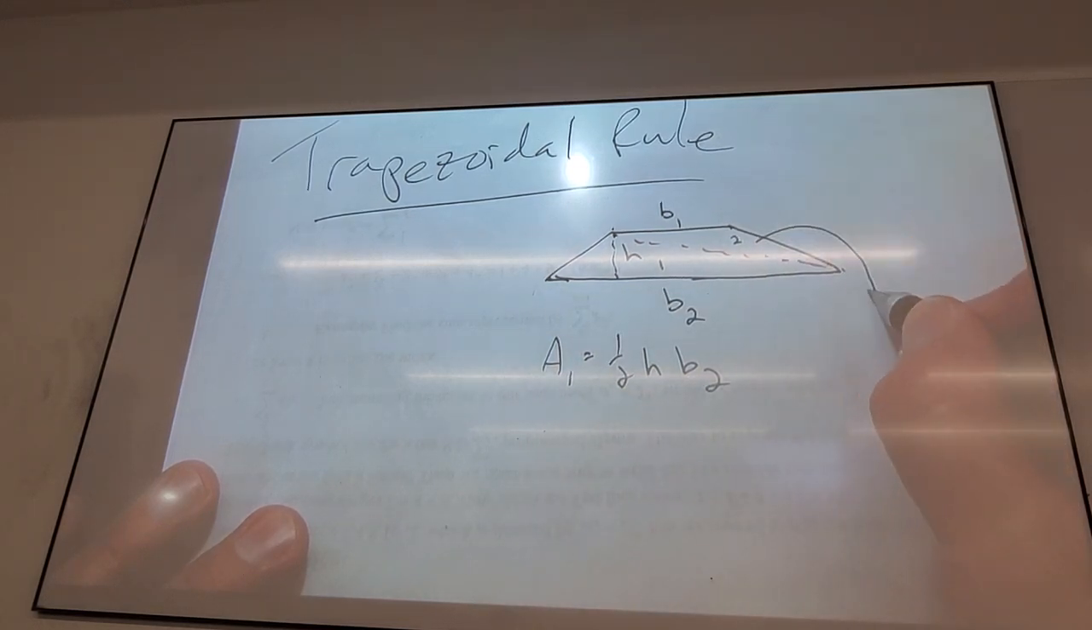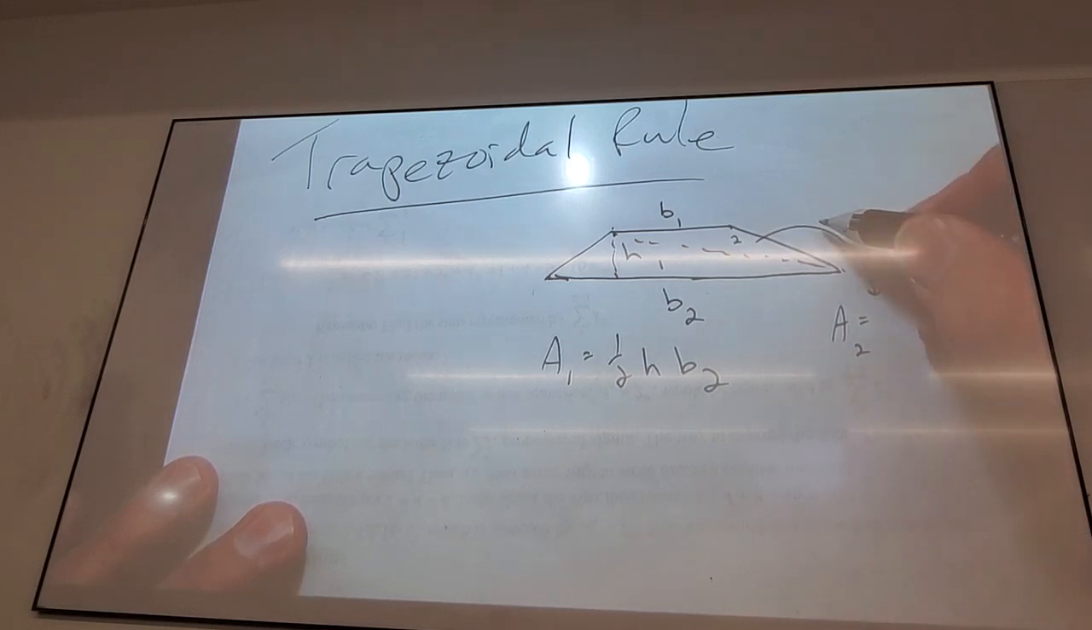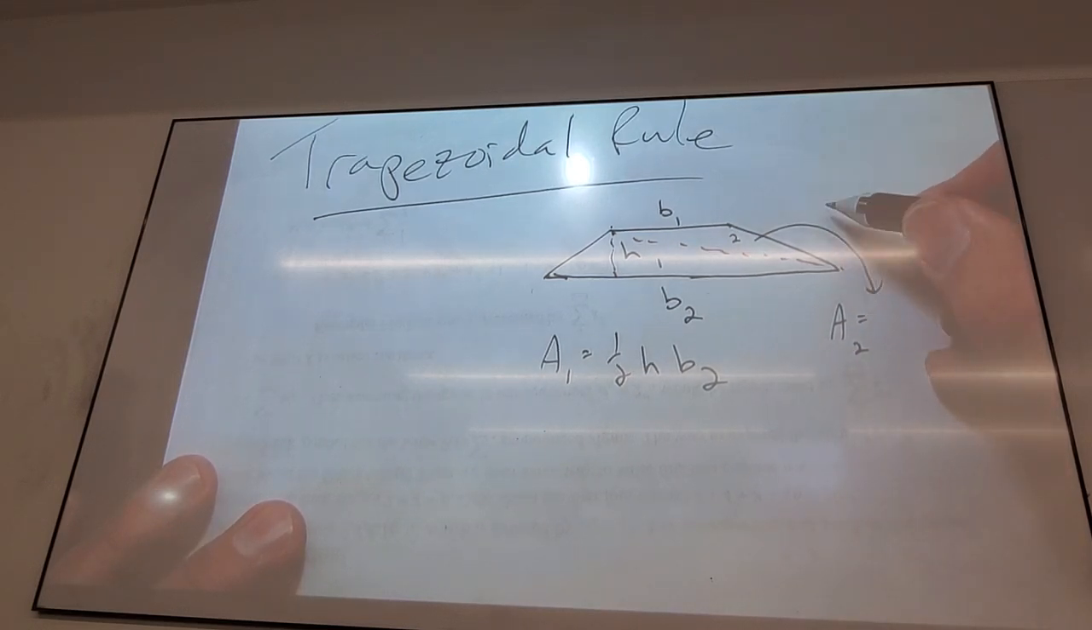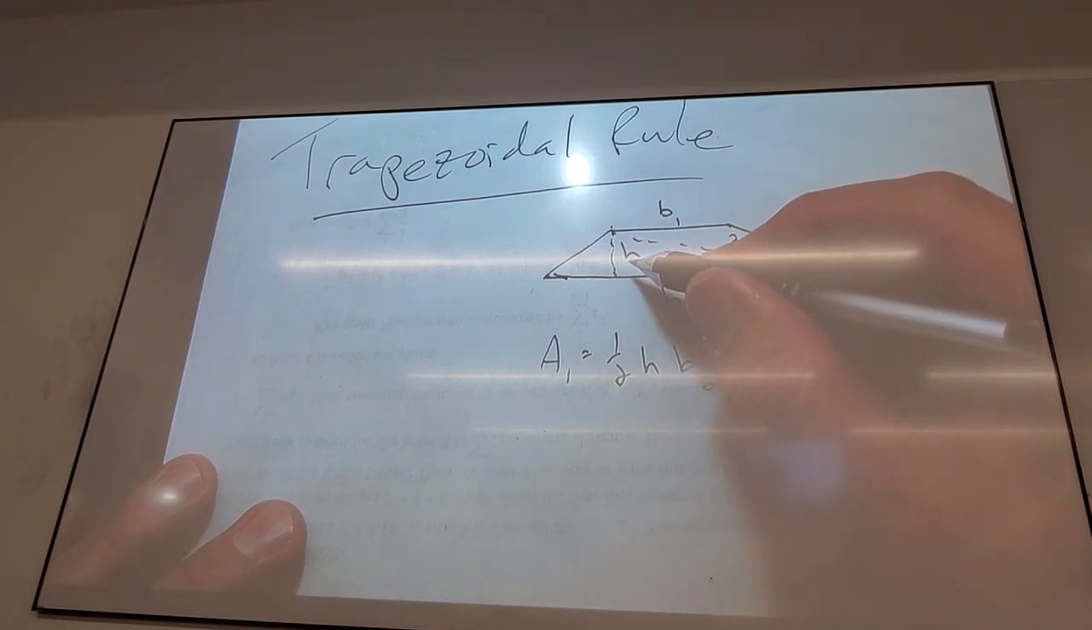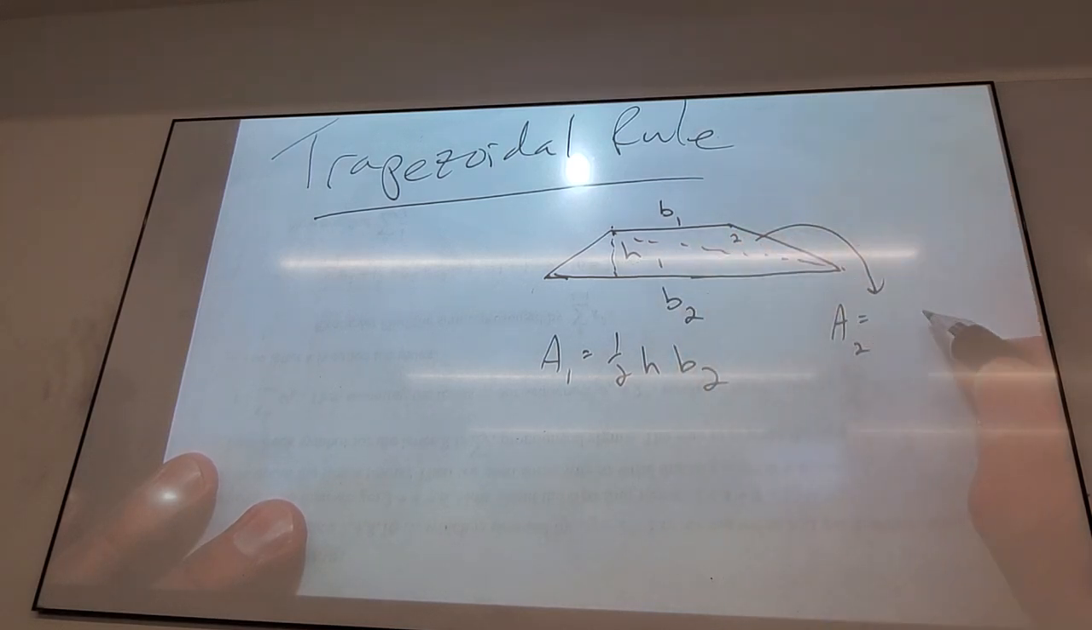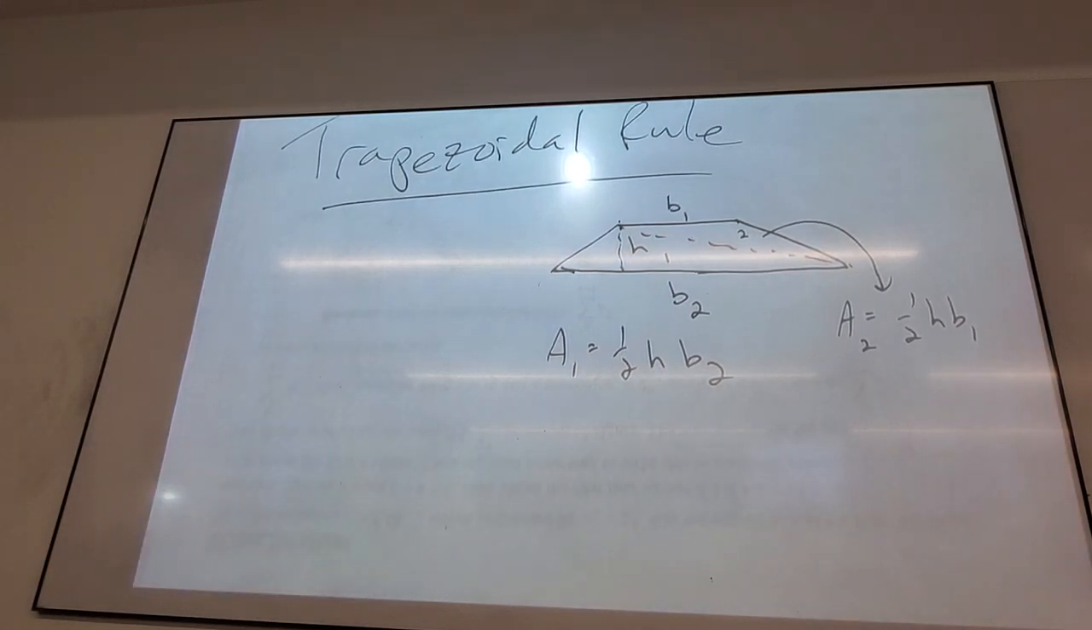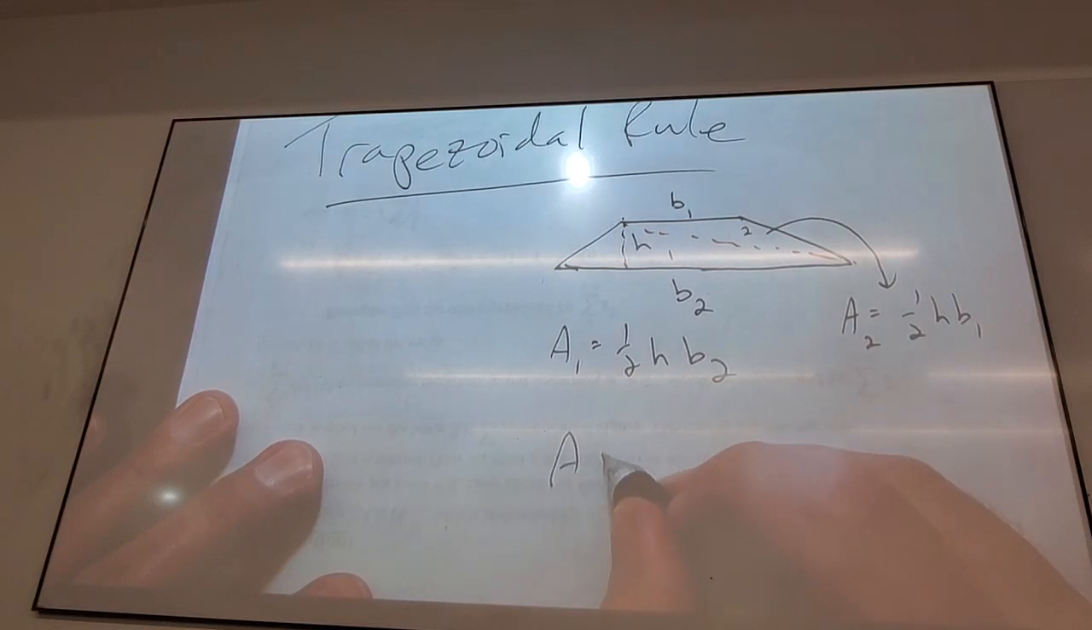What's the area of this one? How tall is it? H, yes? So it's 1/2 the height times the base, yes? So what's the area of the trapezoid? Add those things together, yes?